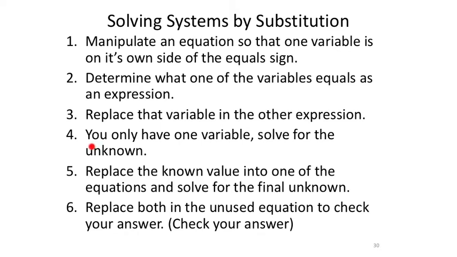So at this point, once you've done that, you will only have one variable in the equation. You just solve for that one variable. Once you get it, you replace that value into the other one of the 2 equations and then solve for the final unknown. Finally, you're going to want to check your answers on these.